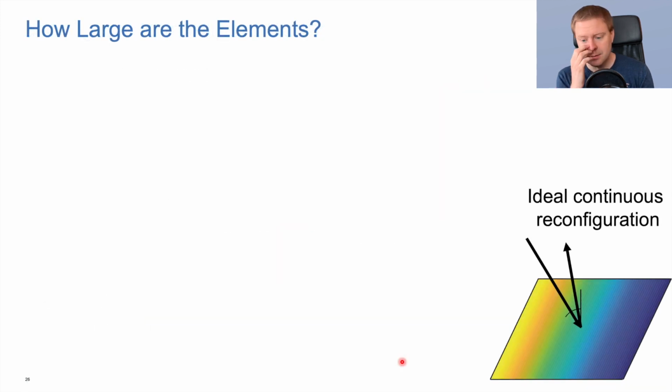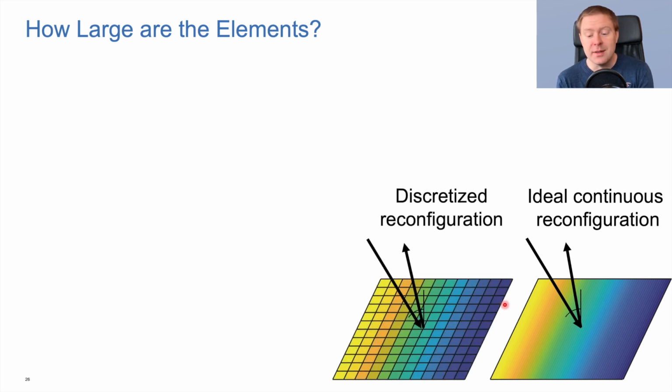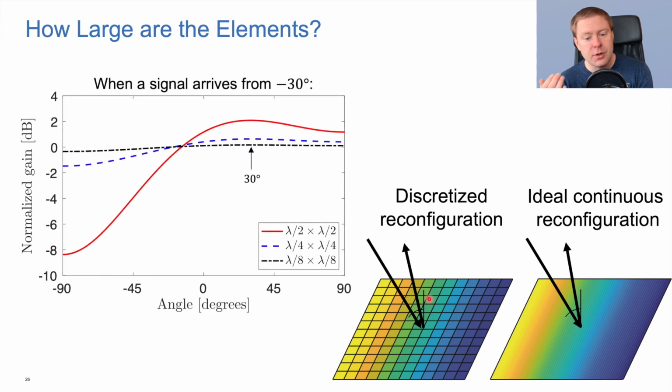So why is that? Well, ideally we would like the impedance to change continuously like this over the surface. But that is hard to build. So instead we can take the surface and we can discretize it into small elements. And the idea would then be that every element has one color here representing one impedance value.